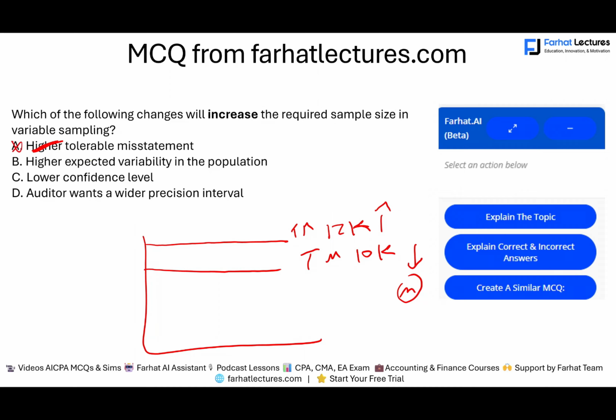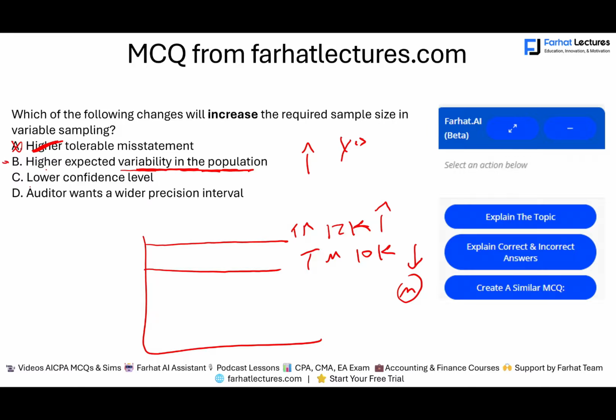A is out. B, higher expected variability in the population. If we have more variability in the population, do we have to increase the sample size? And the answer is yes. The more variability, the larger the sample size, the more work we have to do. That's why when we have variability, the first thing we try to do is to stratify the data so we could reduce variability, therefore we can do less work. Otherwise, we have to do more work. Between A and B, I'm going to keep B.